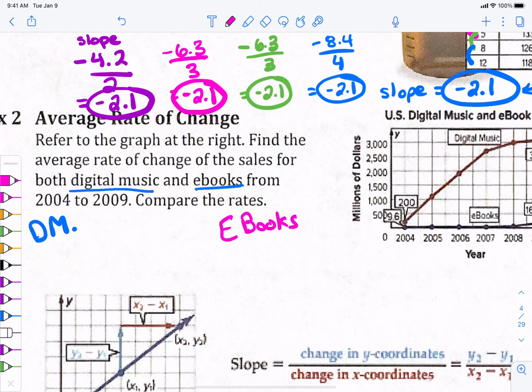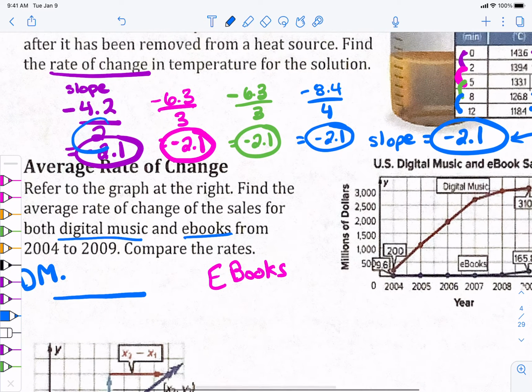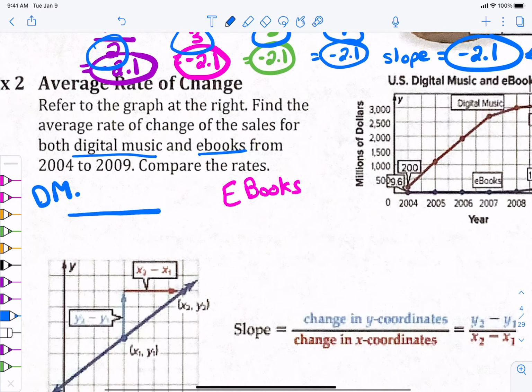And we're going to look at the rate of change. We're going from 2004 to 2009. How many years is that? It's kind of like what we did up here. So 2009 minus 2004 is 5 years, yeah? That's kind of what we're doing on the bottom. You guys did it mentally probably. 2009 minus 2004 is 5 years, yeah?